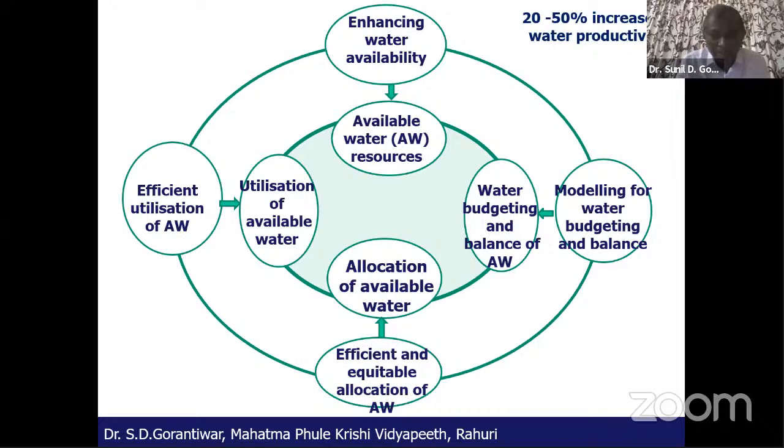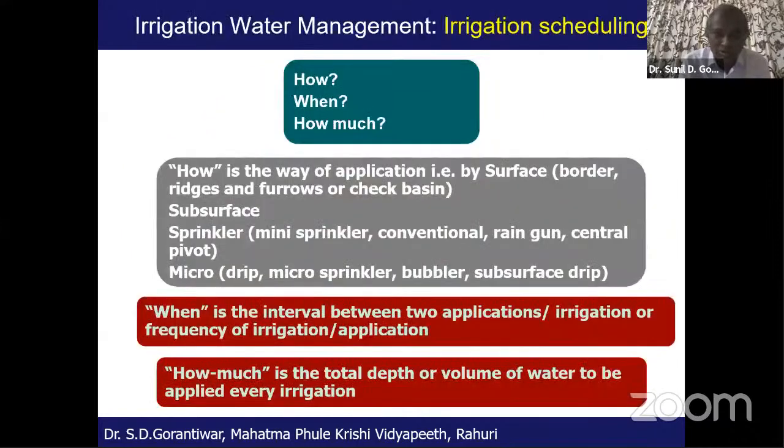But let me summarize again that any irrigation water management has 4 components. One is the supply side management, another is the demand side management. In supply side management, we have to enhance the water availability, that is available water resources, and in demand side management, we have to utilize the available water resources properly. Besides that, there are social, economic, and environmental issues which are covered in the other 2, that is allocation and water budgeting. And as I already narrated, we'll be focusing mainly on the utilization of available water resources by adopting the methods of efficient utilization of available water resources.